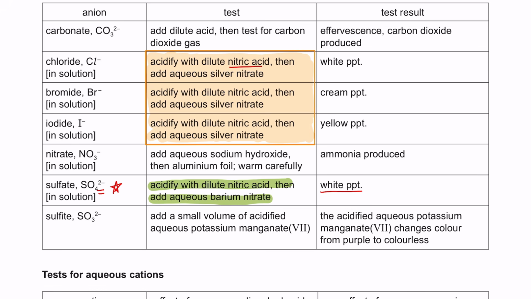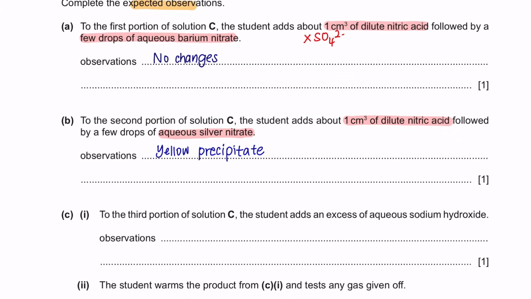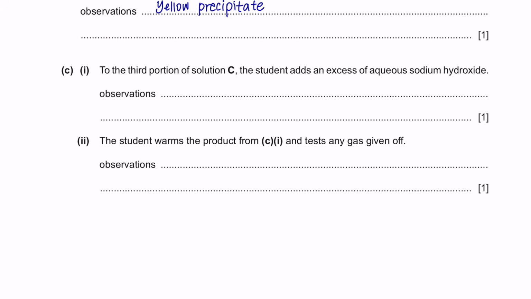Adding nitric acid and silver nitrate is a test done to test the presence of halides. This solution contains iodide ions. This means that you will see a yellow precipitate. Next, question C. To the third portion of solution C, the student adds an excess of aqueous sodium hydroxide.